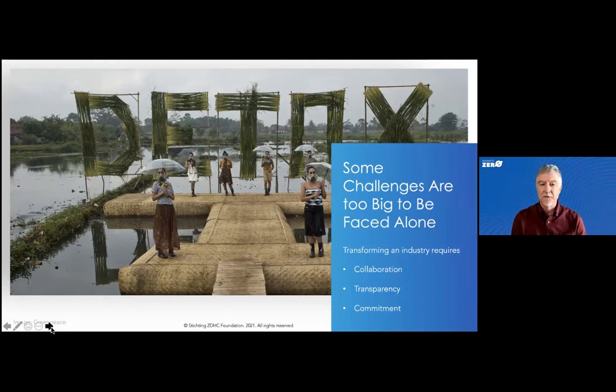And as a group, the 6 brands that started ZDHC really recognized that this is too big of a challenge to address individually. It required collaboration, it required transparency in the supply chain, and it required a commitment from each of the brands to really walk the walk and not just make commitments and then let the commitment sit there. It really required the industry to change.